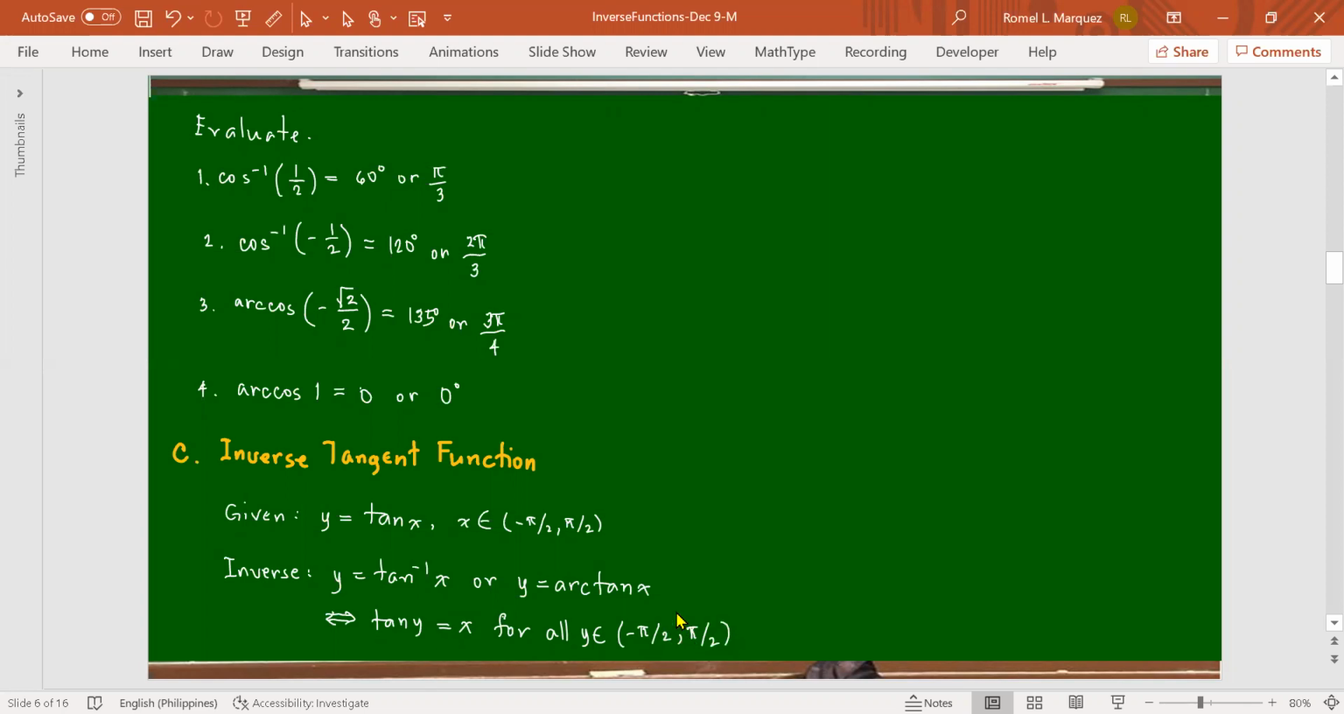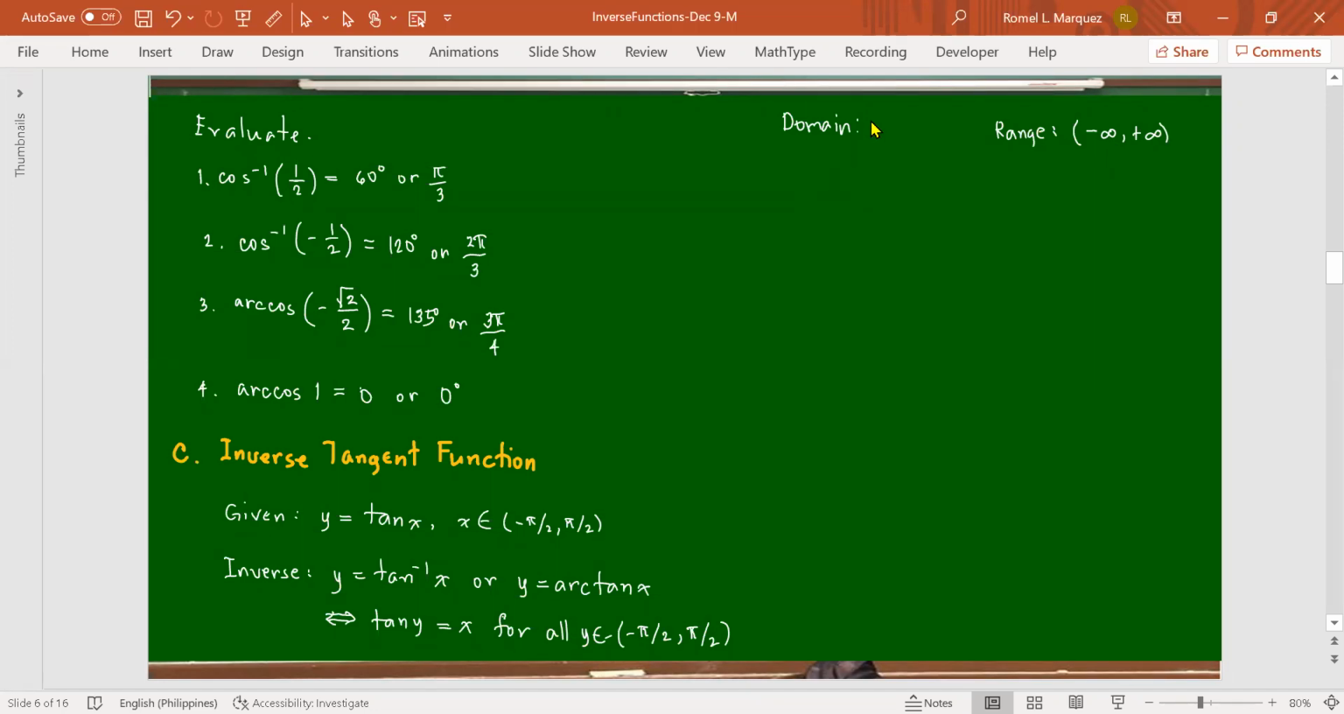So notice that this is similar to the restriction for inverse sine, except that we don't include the endpoints here because tangent at negative pi over 2 and at pi over 2 is undefined there. So we don't include negative pi over 2 and pi over 2. Again, what's the domain? The domain of y equals tangent x is the set of real numbers. So that becomes the range for the inverse tangent: negative infinity to positive infinity.